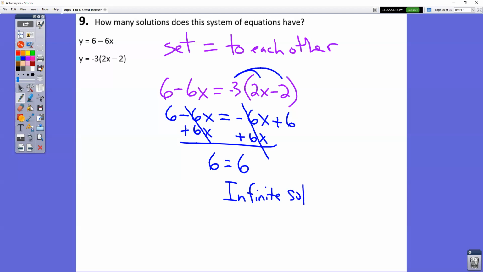All of the ones that we did so far were all one solution because you got x equals a number and y equals a number. Remember, the other possible thing is when you get different things on the two sides of the equal sign. All of your letters cancel out. We end up with different numbers on each side of the equal sign. That is no solution. So if you end up with the same thing on both sides, that's infinite. If you end up with different things on the two sides, that is no solution.